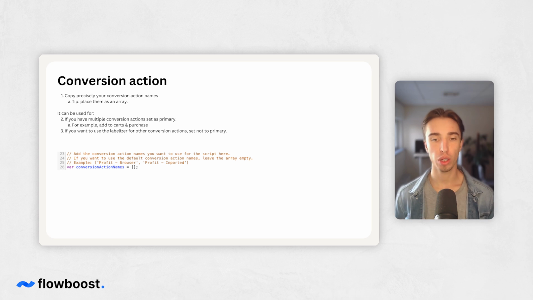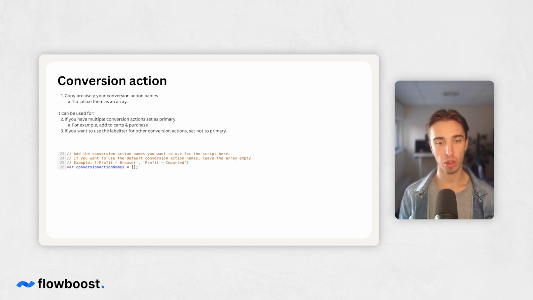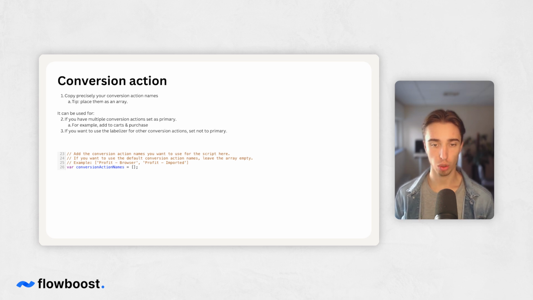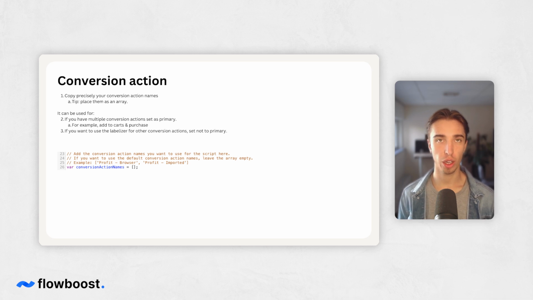And what you need to do is you need to precisely copy the conversion action name from the Google Ads goals and place them into an array. The example above is the example of an array, so you please use that format because otherwise it will not work. And this can be very useful for when you are having multiple conversion actions set as primary.